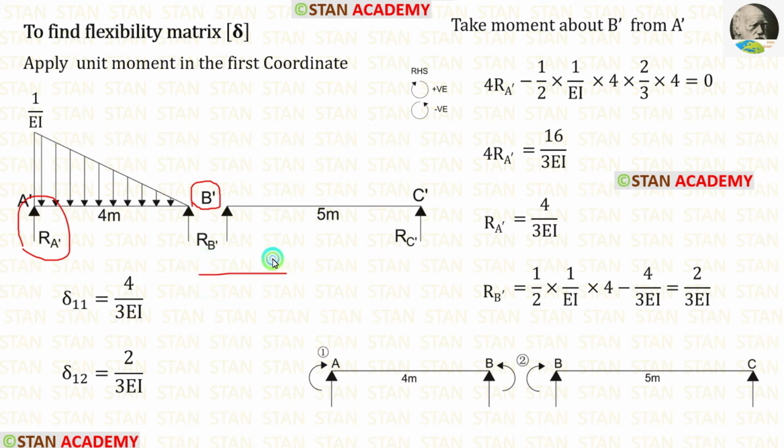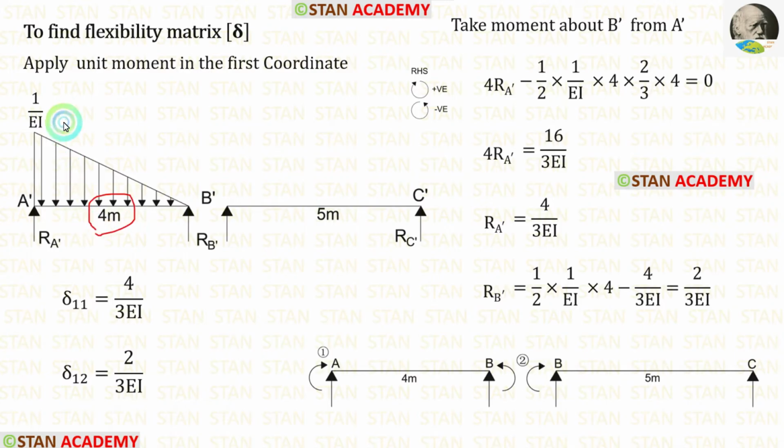In this case, I am moving towards right hand side. Clockwise will be positive and anticlockwise will be negative. This RA dash is acting towards the point B dash in the clockwise direction. So it will be positive and the distance is 4 meter. So 4 RA dash. This UVL is acting towards the point B dash in the anticlockwise direction. So it will be negative. For the UVL, we have to multiply the area with the centroid. We know the formula for the area of a triangle, half into breadth into height.